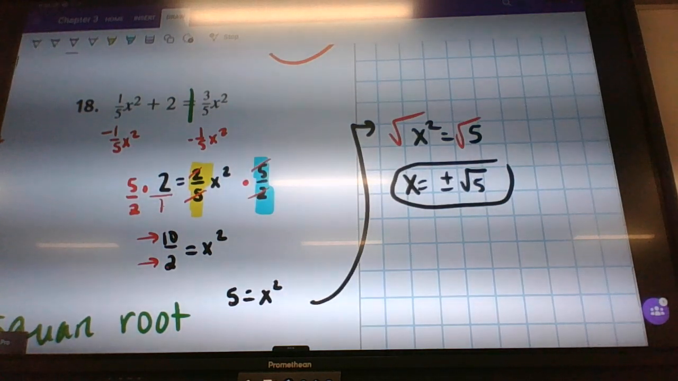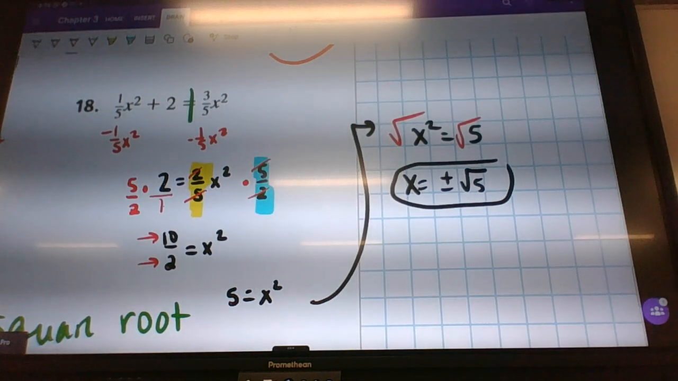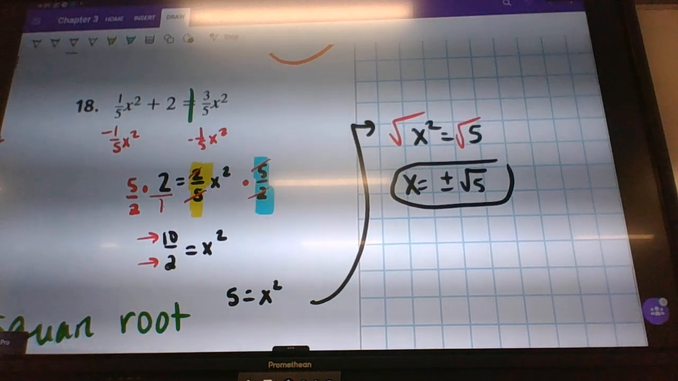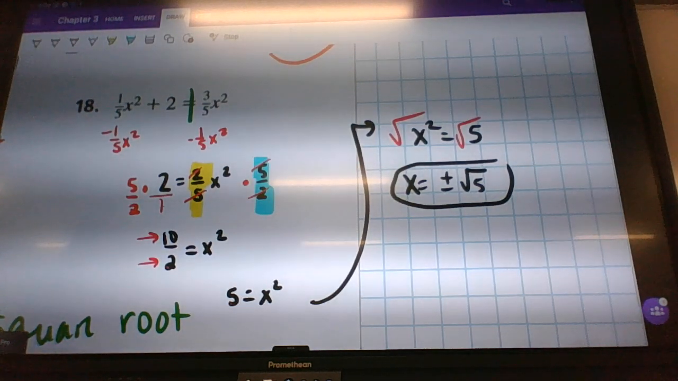So this is plus and minus the square root of 5. Leave it like that. Which one should I zoom in on next?